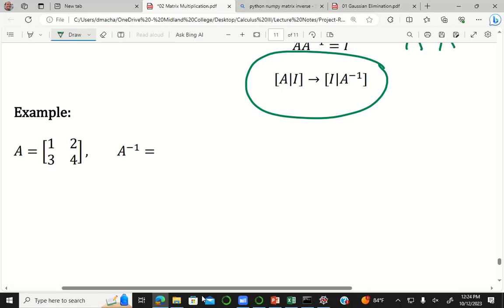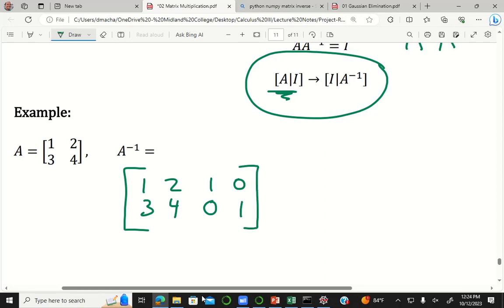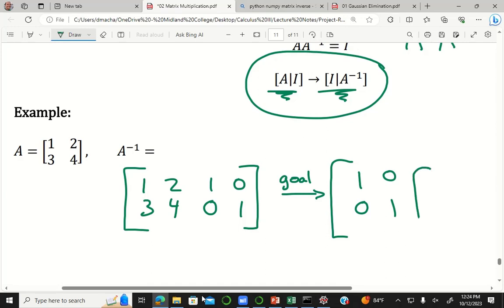I'm going to take my matrix A, 1, 2, 3, 4, and now I'm going to augment it with the 2 by 2 identity matrix. Okay? Now let's do Gaussian elimination, and the goal here, as stated right there, is that I'm going to have 1, 0, 0, 1, and then a 2 by 2 matrix that represents the inverse of A.